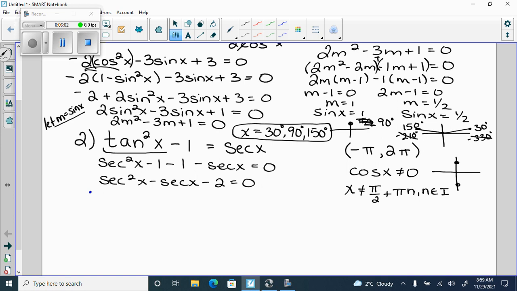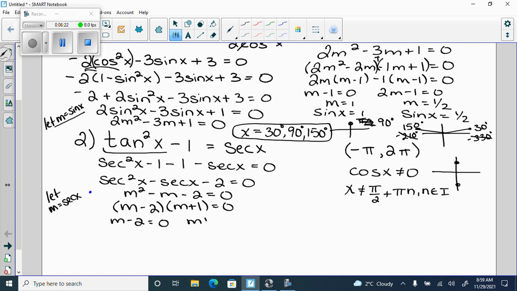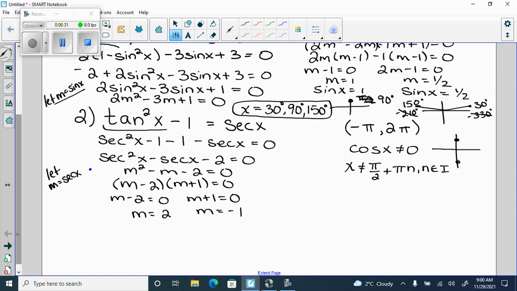Then we say let m equal secant x. So I get m squared minus m minus 2 equals 0, and I can do product sum. I get m minus 2, m plus 1. And then I get m minus 2 equals 0, m plus 1 equals 0, m equals 2, m equals negative 1. And normally seeing 2 is a problem, like with sine and cos, because it maxes out at 1 and negative 1, you get no solutions.